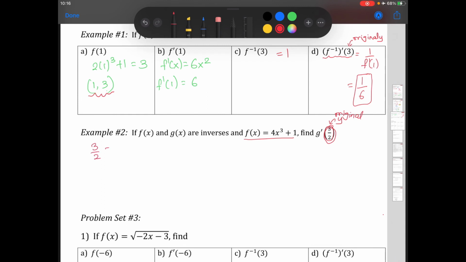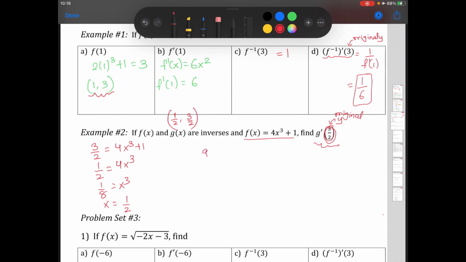So I'm going to set 3/2 equal to 4x cubed plus 1. Now if I solve that, what do I get? I get a half equals 4x cubed, and this would be 1/8 equals x cubed. So x would be the cube root of 1/8, which is 1/2. So x is 1/2. That's how I got that, right? My original point, I like to write it down always. This is my original point.